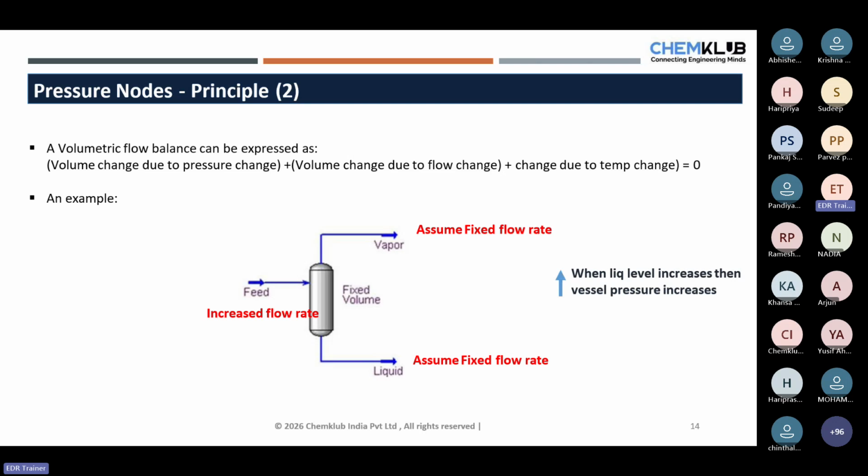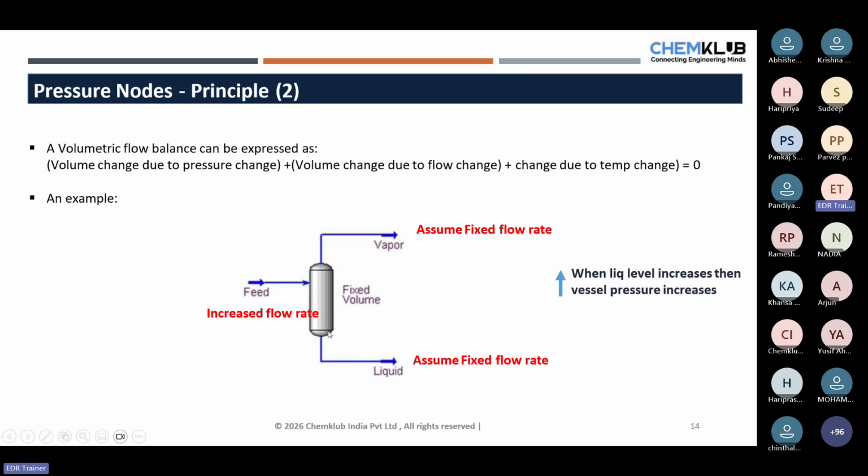Basically the compressibility effect. So let's see the example here. There is an increased flow rate in the feed stream. So what will happen next? The increase in the flow rate will increase the liquid inventory within the vessel, because the flow will carry more liquid into the system.